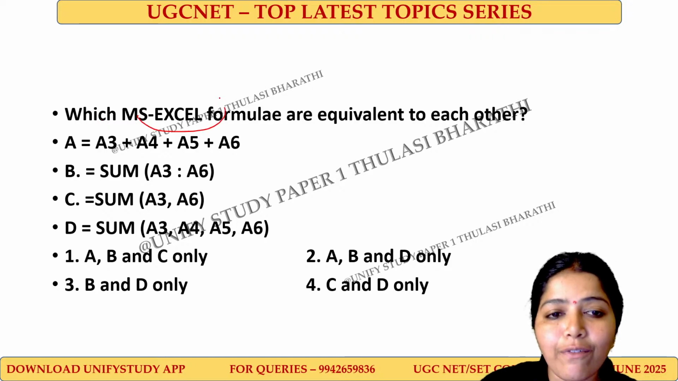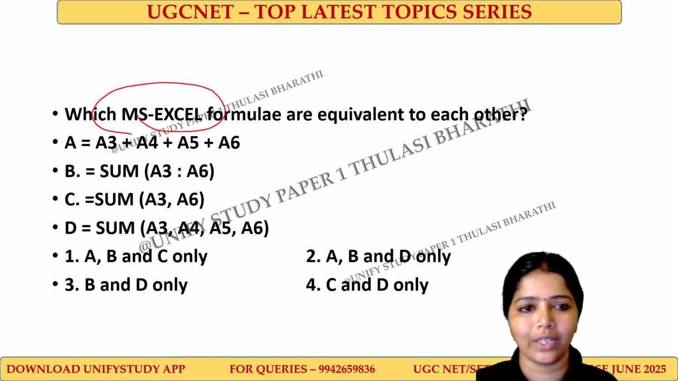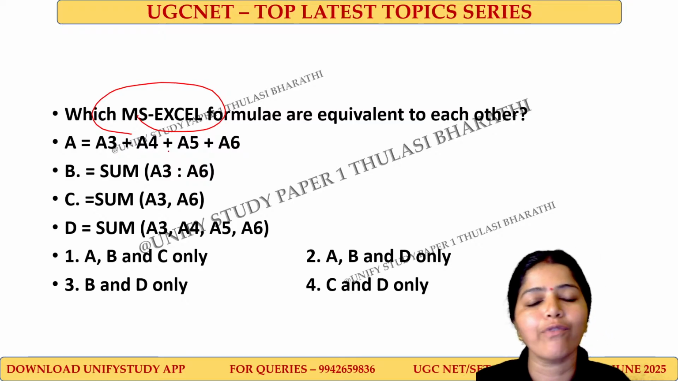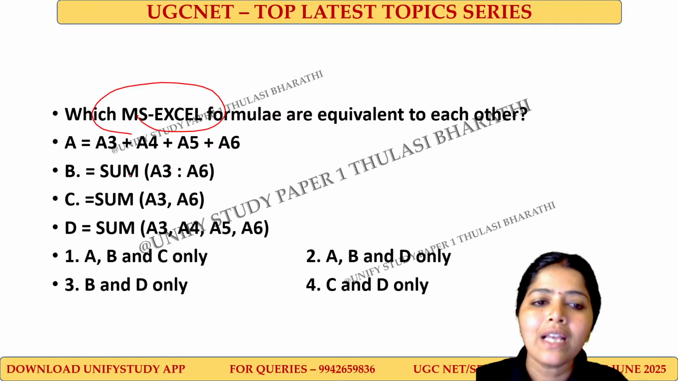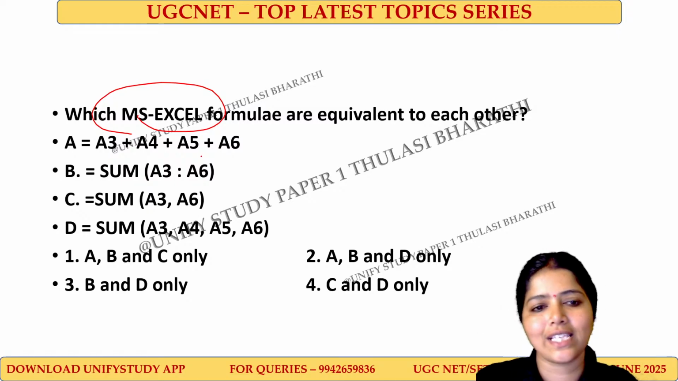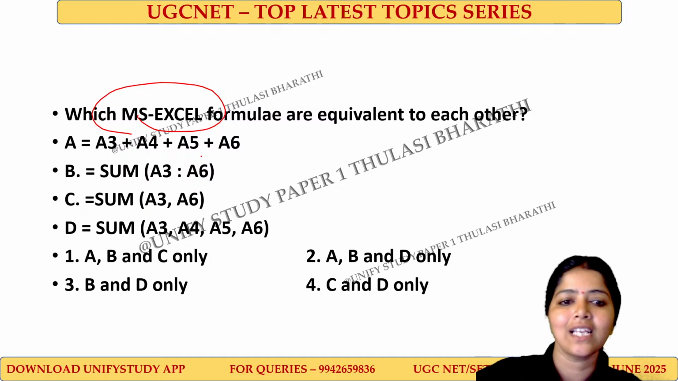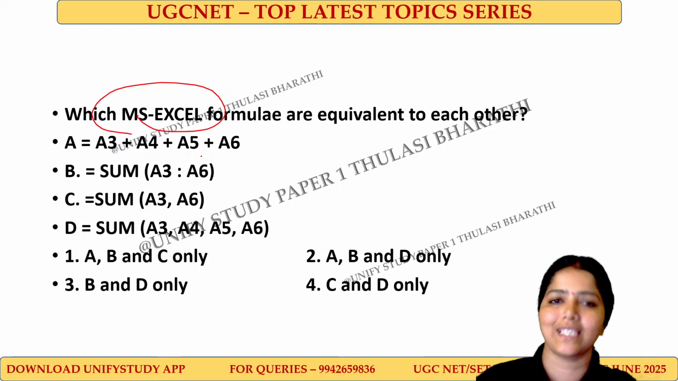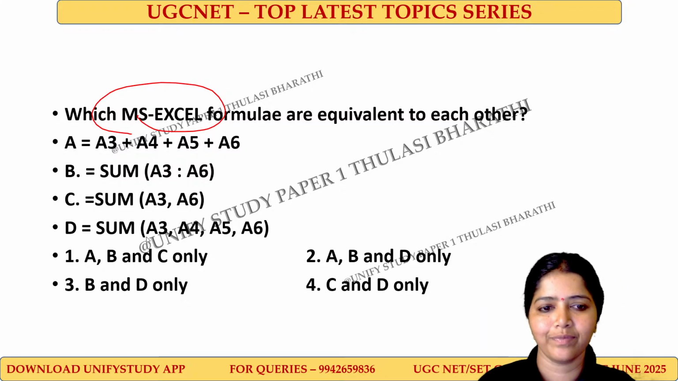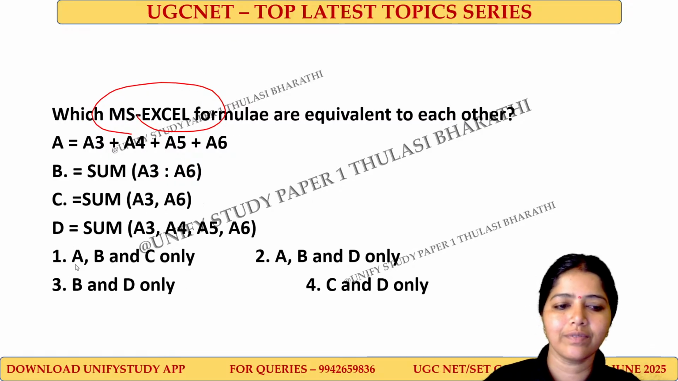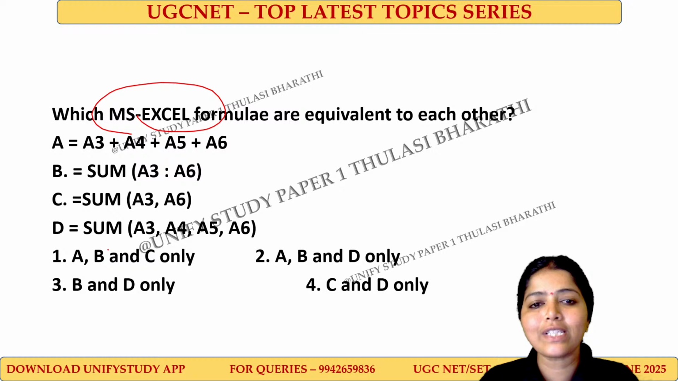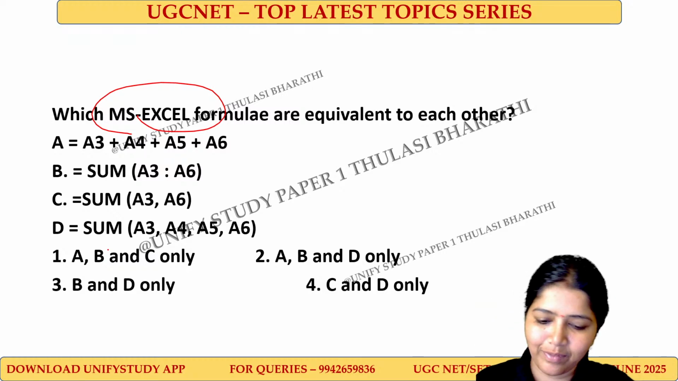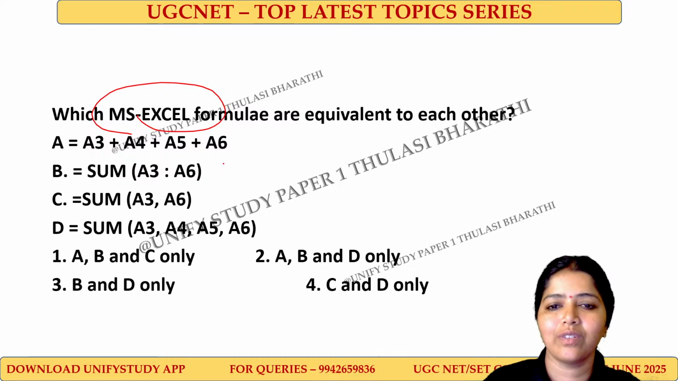Which MS Excel formulas are equivalent to each other? Option A: A3 plus A4 plus A5 plus A6, adding. B: SUM of A3 colon A6. C: SUM of A3 comma A6. D: SUM of A3, A4, A5, A6. We have to say the equivalent ones. Okay, we'll go for the answer to this question.